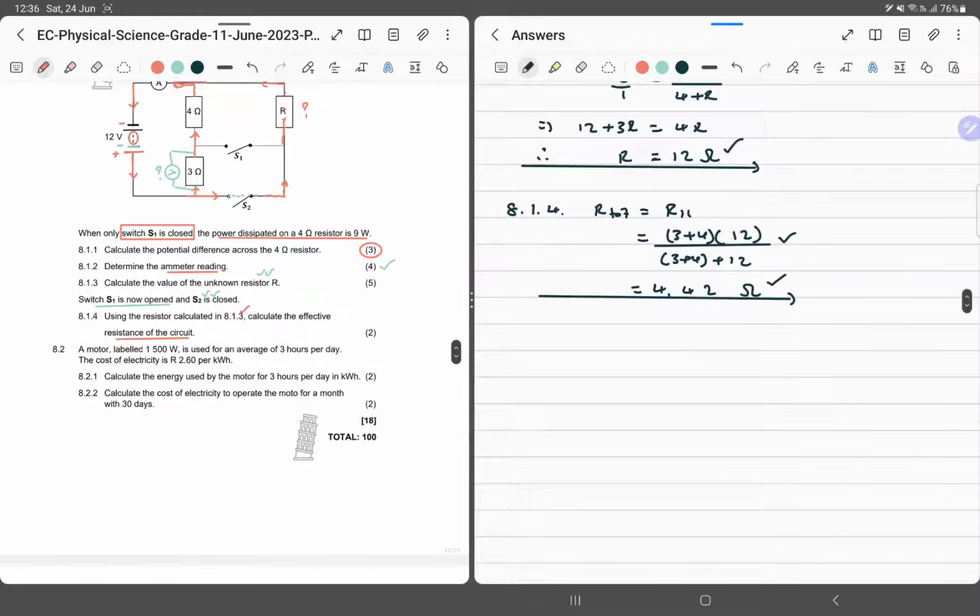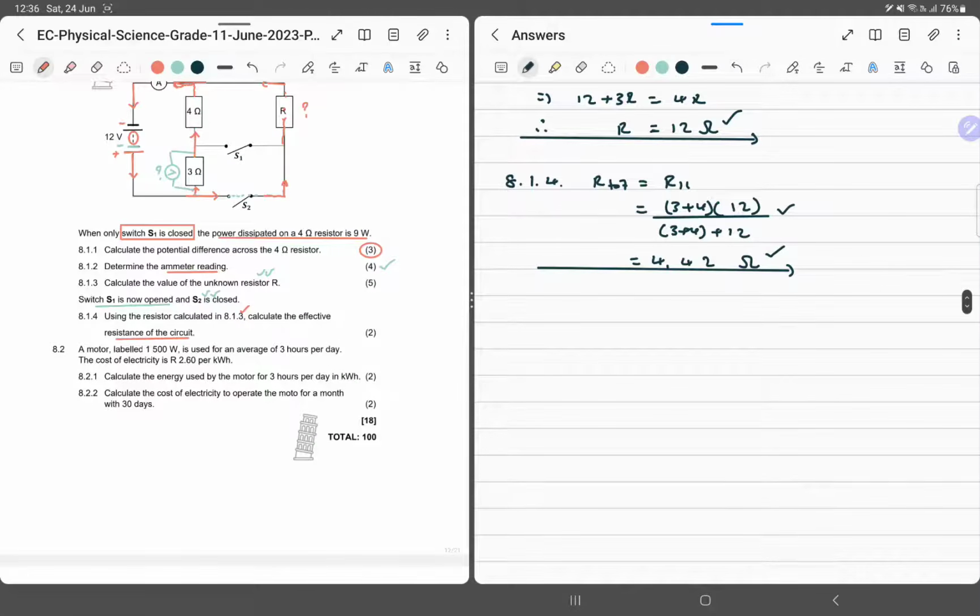All right, let's finish up, guys. We are almost done. So 8.2 says a motor labeled 1500 watt is used for an average of 3 hours per day. Okay, now the cost of electricity is 2 rand 60 cents per kilowatt times hour. So now what is kilowatt times hour? It's energy, is it not?